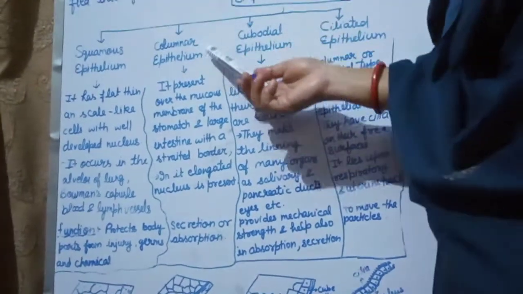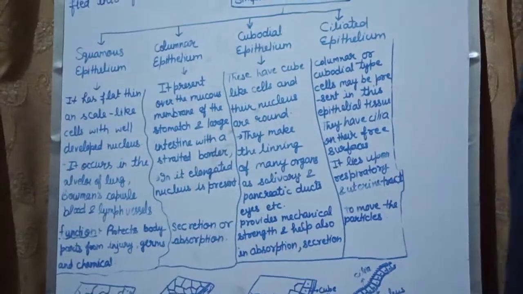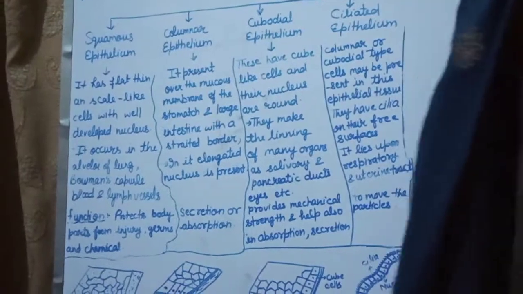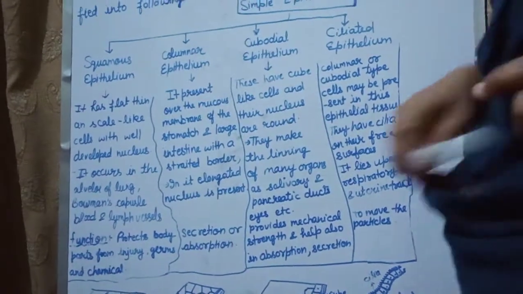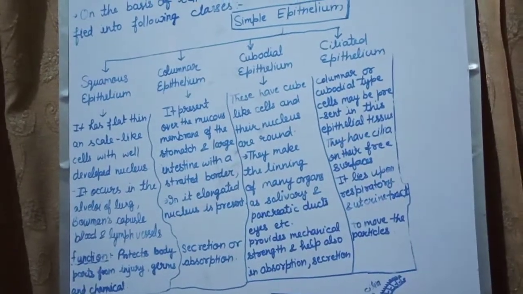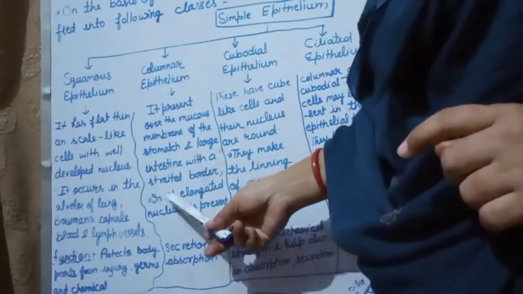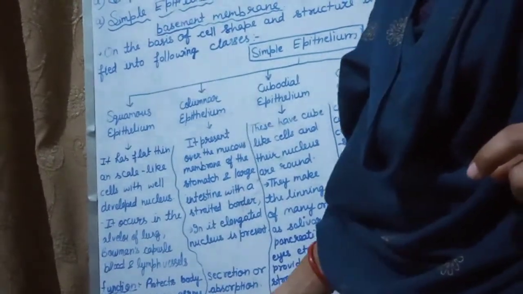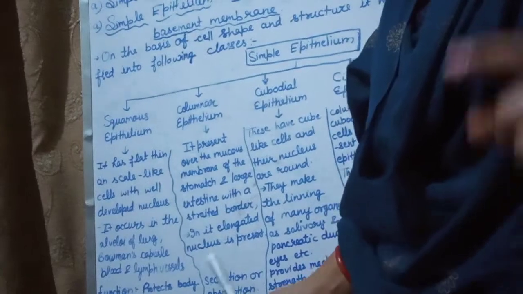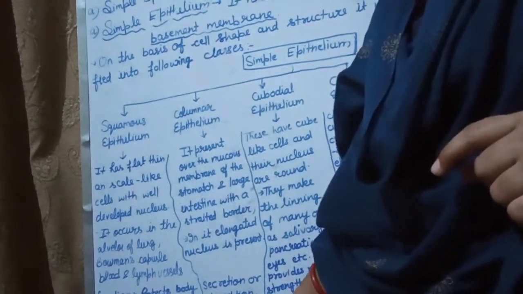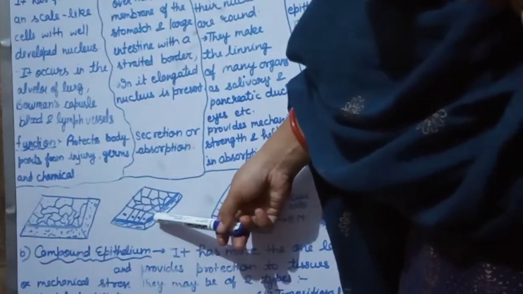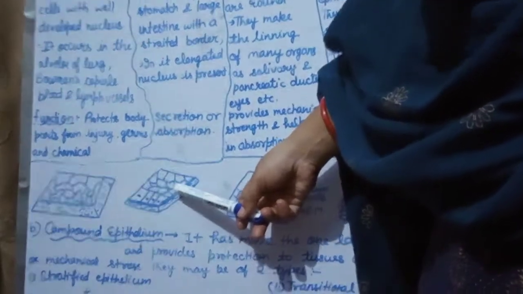Now we discuss the columnar epithelium. In this, the mucous membrane is present, and above the mucous membrane of the stomach, large intestine and small intestine, this type of epithelial tissue is found. They have an elongated nucleus, that means a long nucleus. In this diagram you can see these are all elongated cells. This is the basement membrane and this is the thin mucous membrane.